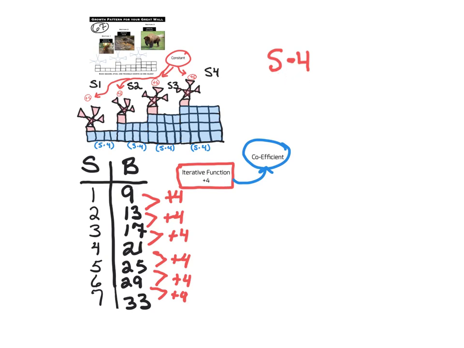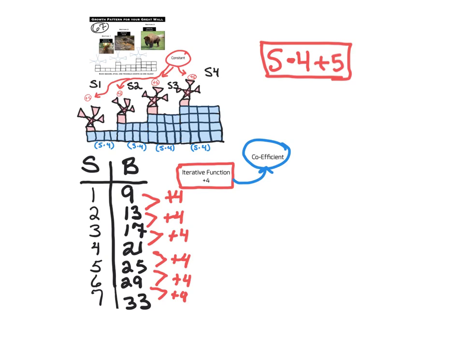And then all we have to do is add in the constant that never changes. Our constant is plus 5. So I'm going to add in the plus 5, and that is how we create our formula.